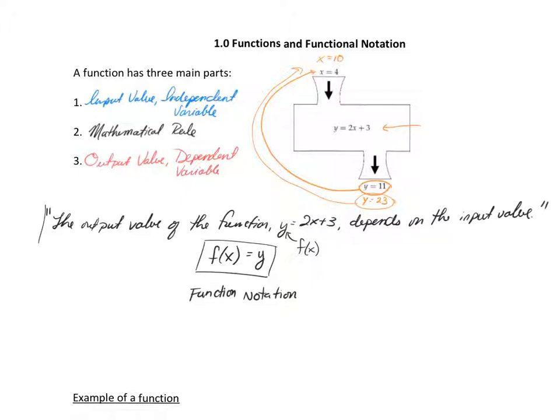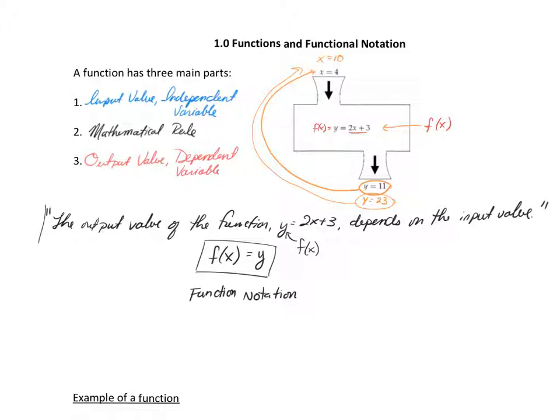So now, how do we use this function notation? Okay, we just defined this equation y equals 2x plus 3. We just called it f of x, right? So if f of x is equal to y and y equals 2x plus 3, then y is the same thing as f of x, and f of x is the same thing as this equation right here. So how can we use this notation to help us?